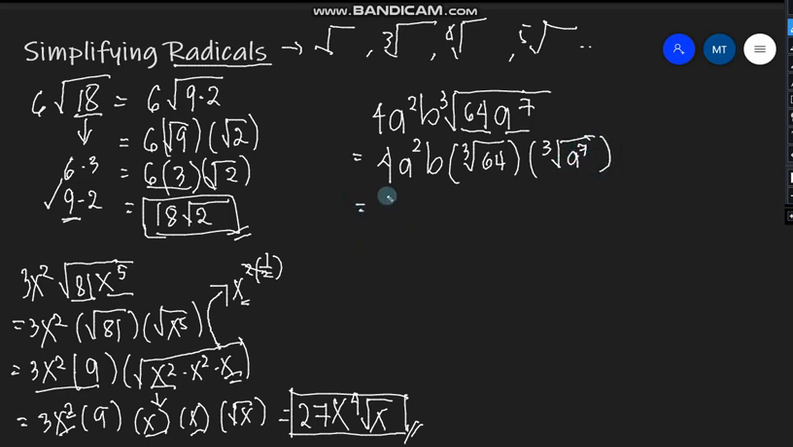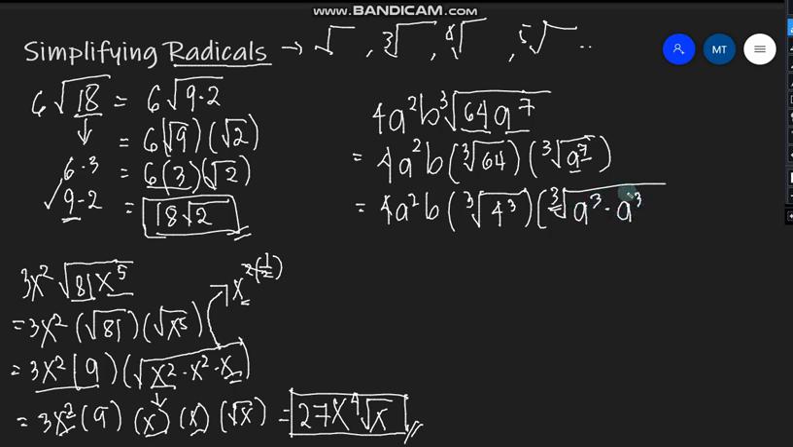Okay, so we have now 4a squared b. Cube root of 64 is the same as cube root of 4 raised to 3, because 4 times 4 times 4 is 64. And we need to factor out your a here again. Ang exponent dapat ng a nyo is 3 for us to cancel the exponent of your cube root. So you have now a raised to 3 times a raised to 3. Adding the exponents, 3 plus 3 is 6. But we have 7 there, so you need to add another a.